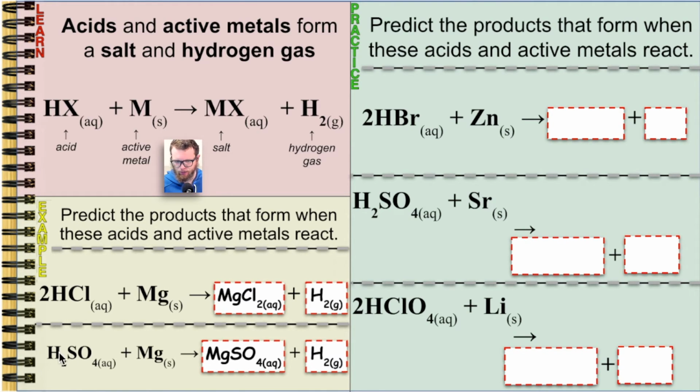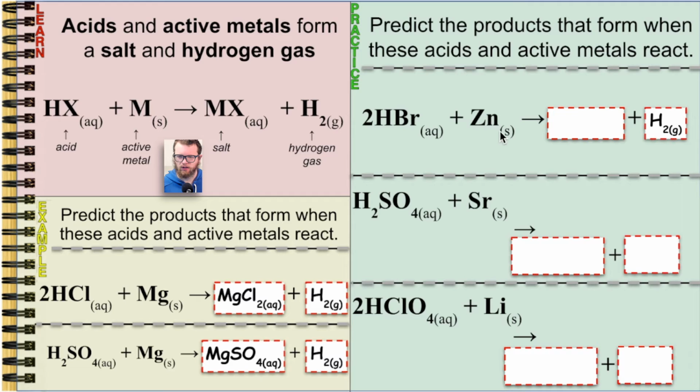It's what's known as diprotic, which we'll get into later. So we can just take off the H2, put it over here, and the SO4 and the Mg will also form their own salt. So if we're predicting the products that form when these acids and active metals react, we know that because it's a metal and an acid, these two hydrogens are going to come off and they're going to make H2 gas. And we need to make the 2 and the gas both subscript.